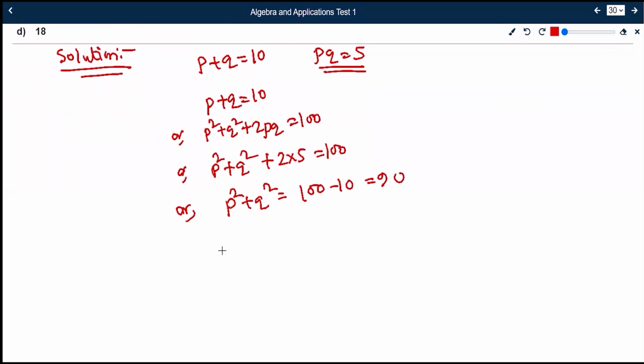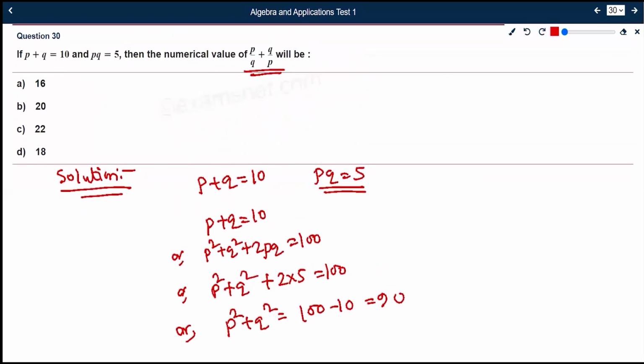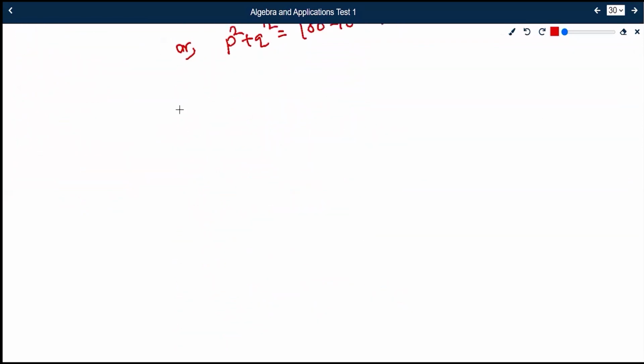Now what can I do? Let's take the expression that we are required to find the answer for, p by q plus q by p, right? So p by q plus q by p. Let's do the LCM. It will become p square plus q square, correct?